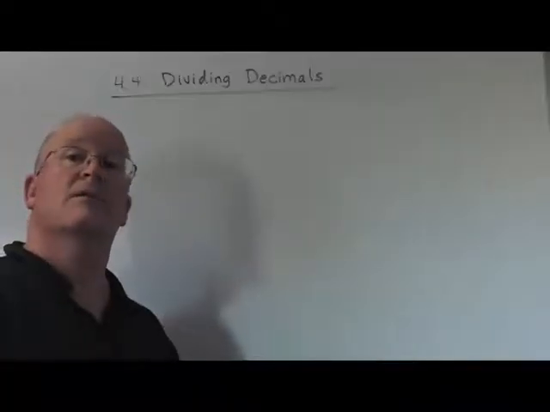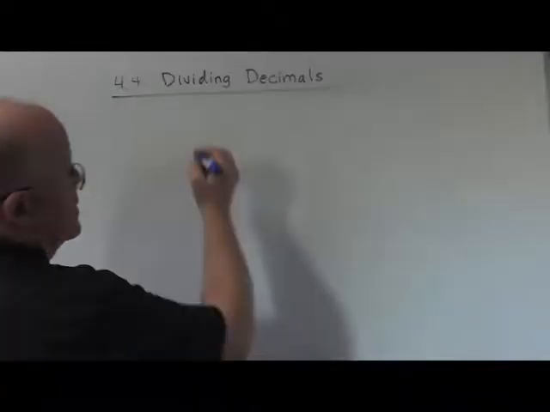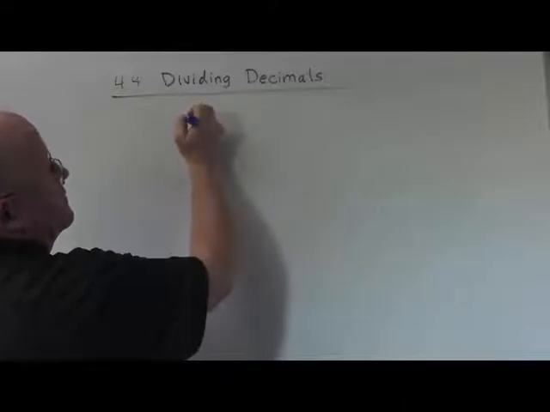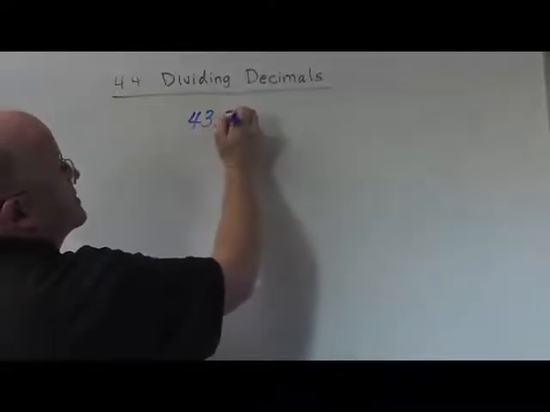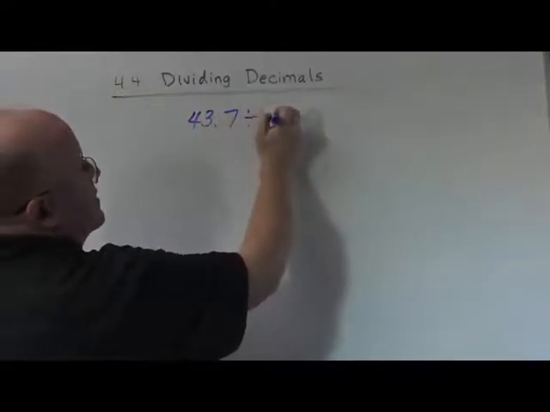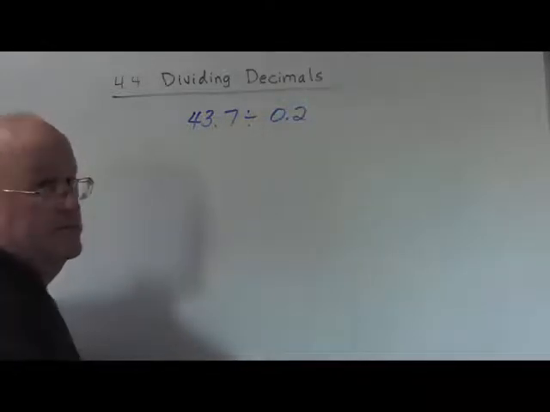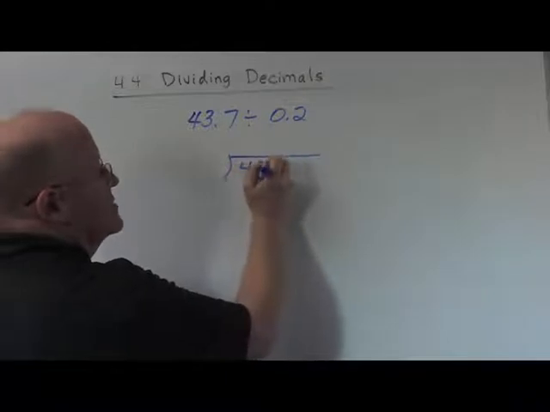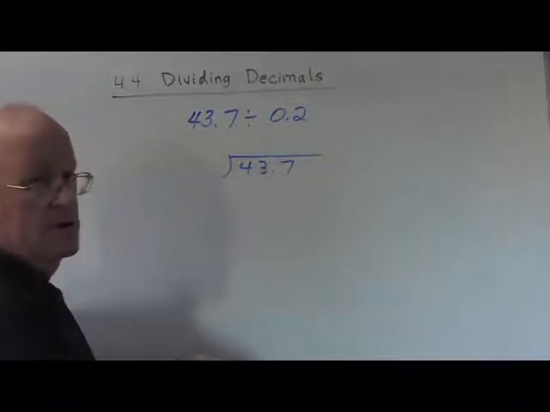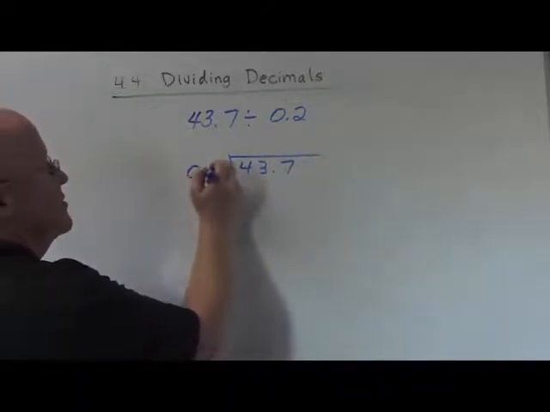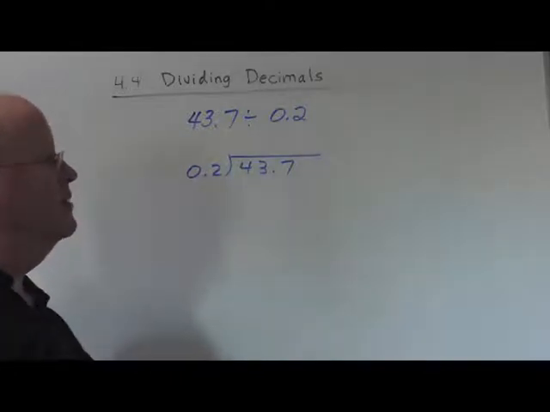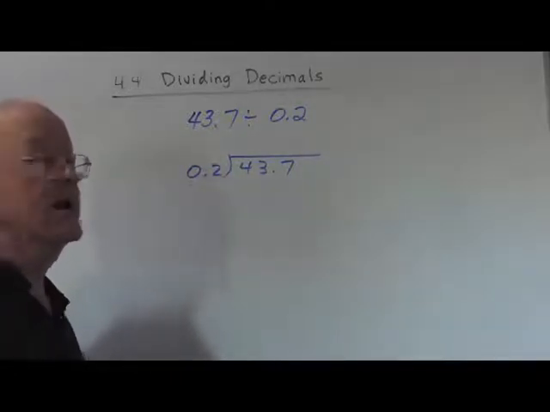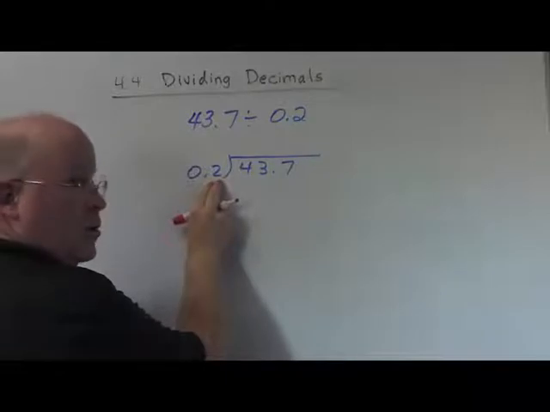Now let's talk about dividing decimals. Let's start with something like 43.7 divided by 0.2. This would become 43.7 underneath our division bar symbol divided by 0.2 out front. But we're not allowed to divide by numbers that are not whole numbers.